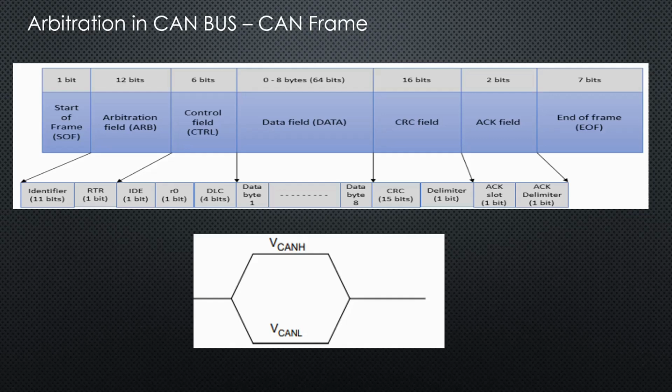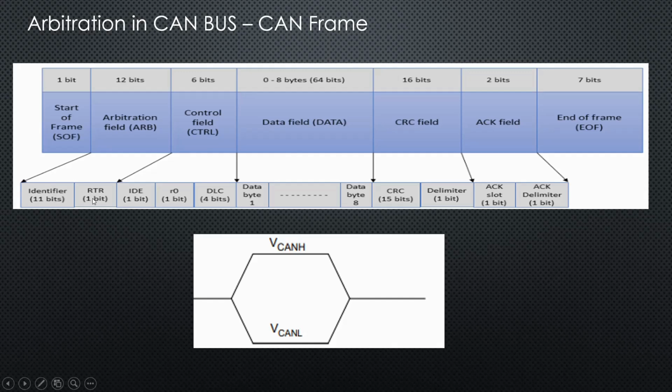All right, let's discuss arbitration in CAN bus. Before going into how arbitration works, let's have a quick look at what the CAN frame looks like. We will be focusing on the first two elements of the CAN frame, which are the start of frame, which is just a single bit, and then the arbitration field, which includes an identifier, which is 11 bits, and an RTR, which is 1 bit.